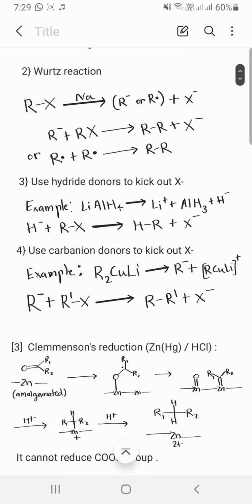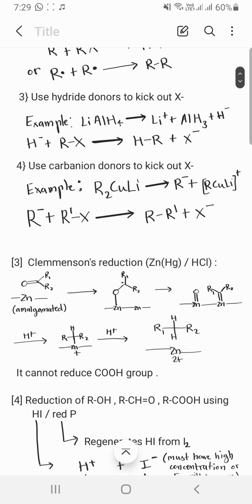So cross products and maybe some alkenes, like disproportionation products basically. Okay, you can use hydride donors. Yeah, so hydride donors that are nucleophilic, you can use this. Don't use things like BH3 or AlH3 or something like that, that won't work. Okay, fine. Use carbanion donors to kick out X minus.